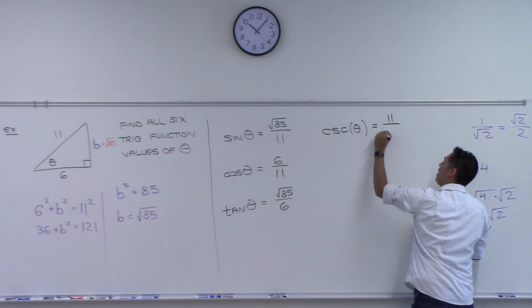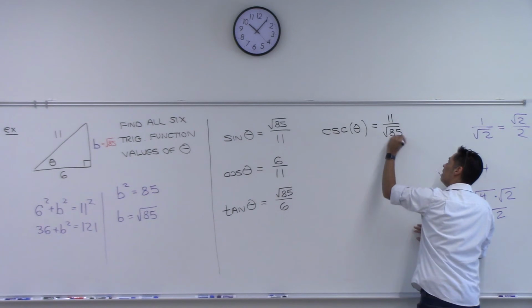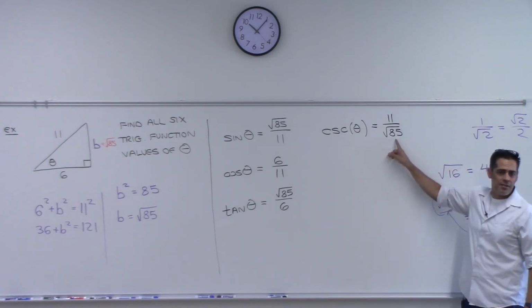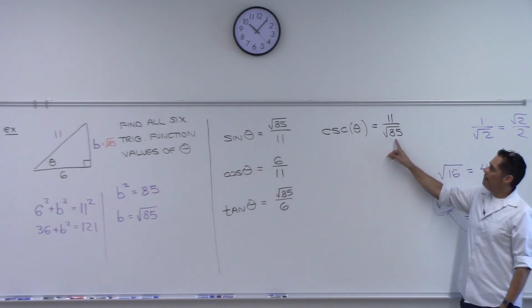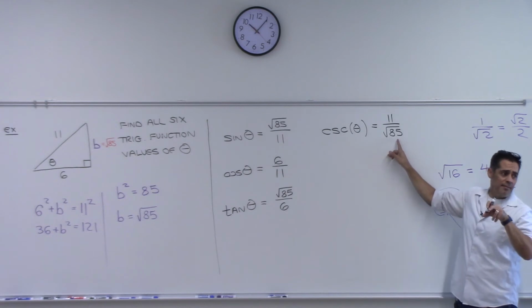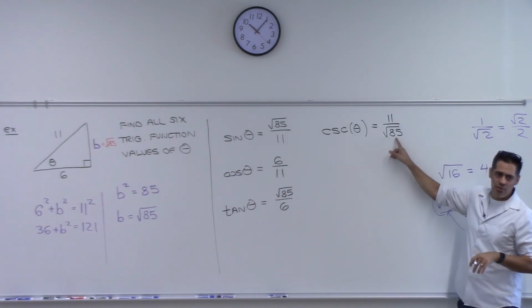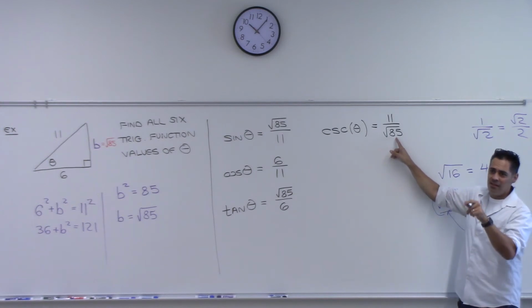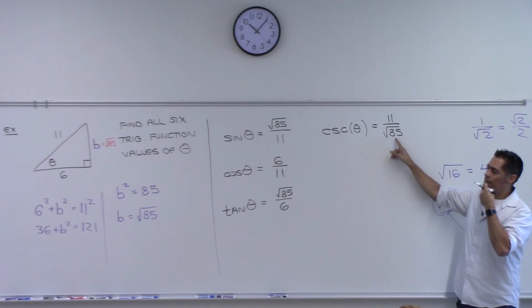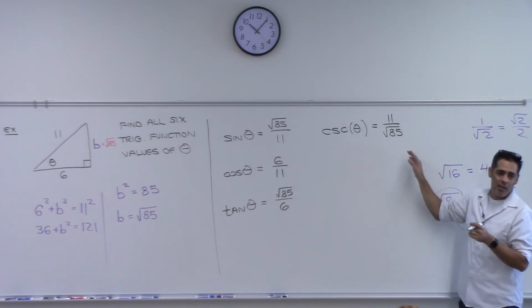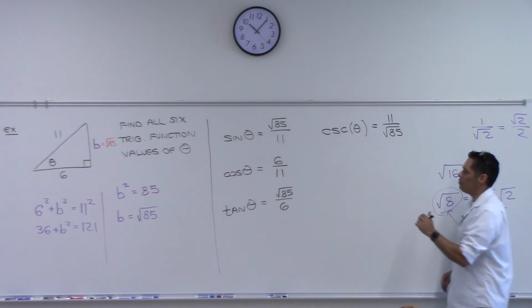11 over root 85, right? Do we have to rationalize this? No. The online homework system will probably want you to, but it should accept that answer as well. It'll say the answer is equal to the correct answer, but it'll make you break it down. On a test, I don't care if you leave it like this. The homework system's the homework system. I can't change it.